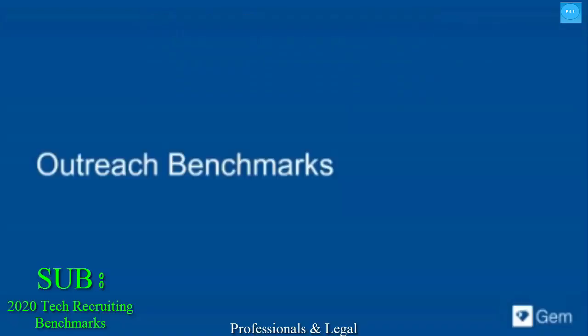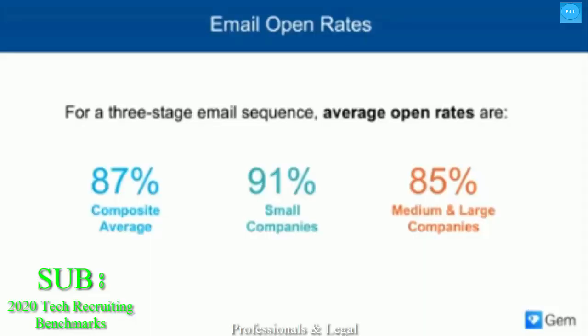The first set of benchmarks we'll look at today are around outreach. This is the very top of the recruiting funnel where you're sourcing candidates and sending them emails. At the very top of the recruiting funnel, the first thing to look at is how many people you're reaching out to are even opening your emails. So we took a look at the average open rates across all of our customers by company size. There are actually two different takeaways here. The first is that 87% is an open rate worth aiming for. The second is that there is no direct correlation between open rates and company size. If anything, smaller companies see better open rates across the board. But there's no clear pattern as company size increases.